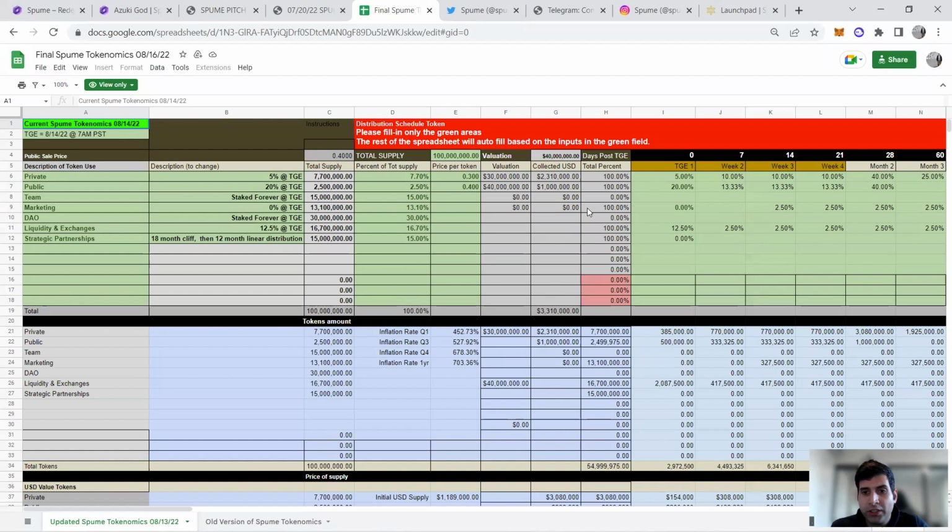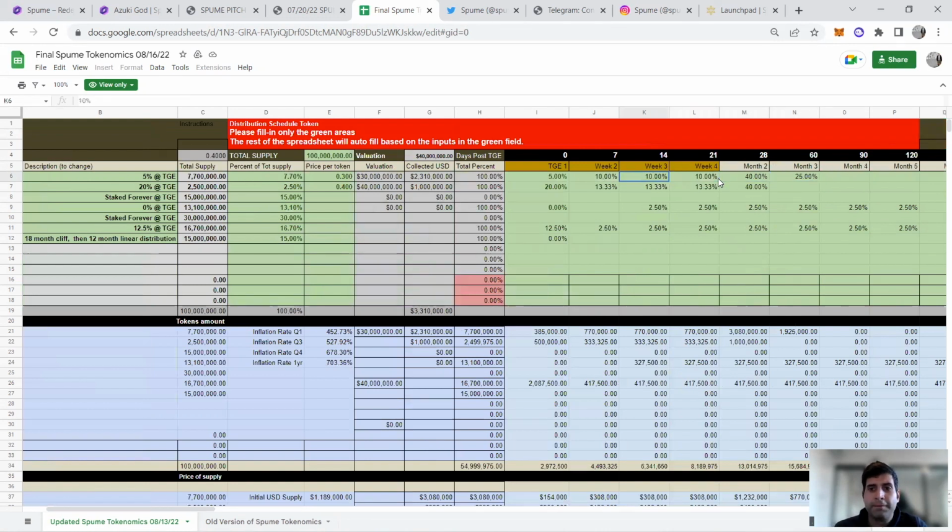So the private round is going to be at 0.3, so 30 cents, which is the valuation of $30 million. So they've already raised the private round at $2.3 million. And there's going to be 5% release on the token generation event. And then the rest is going to be released 10% weekly for the next 9.5 weeks. So that's going to be vesting of a total 9.5 weeks plus the TGE, so almost 3 months.